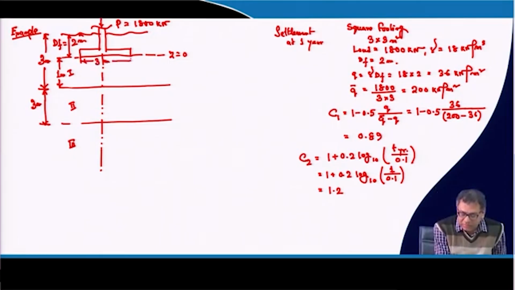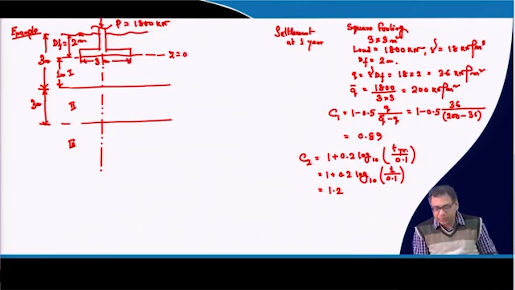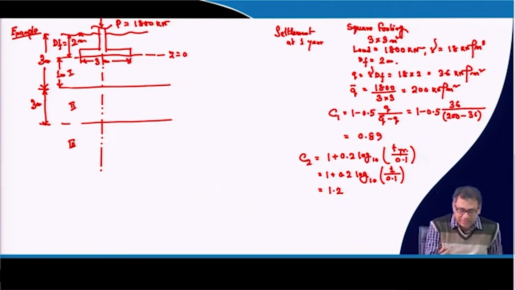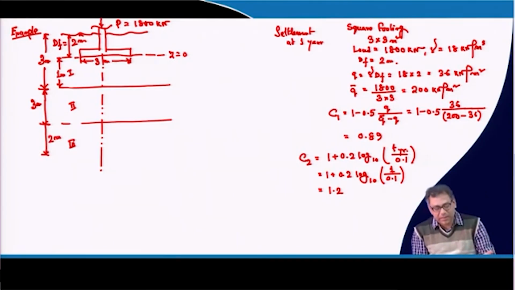So, the influence zone for the square footing will be up to twice B. So, it will be 6 meters from the base of the foundation. So, 1 meter will be on the first layer, 3 meter on the second layer, so this is 3 and 4, and the remaining 2 meters will be on the third layer.